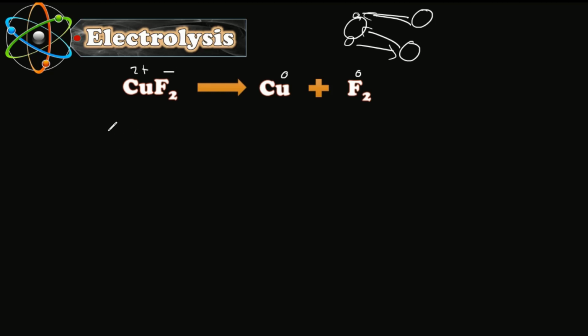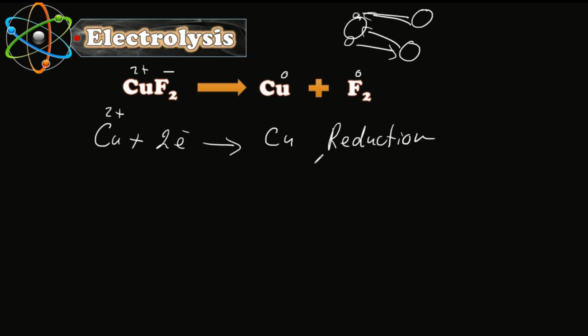So copper, let's write the equation. Copper will gain electrons: Cu 2 positive plus 2 electrons gives you copper. This is a 2 positive copper ion, plus 2 electrons gives you copper. It gained electrons, so this is reduction. This reaction happens at what? At the cathode. Because the cathode is negative, this positive ion will be attracted to the cathode.